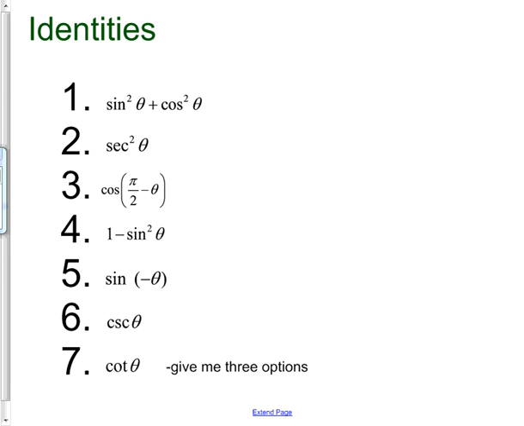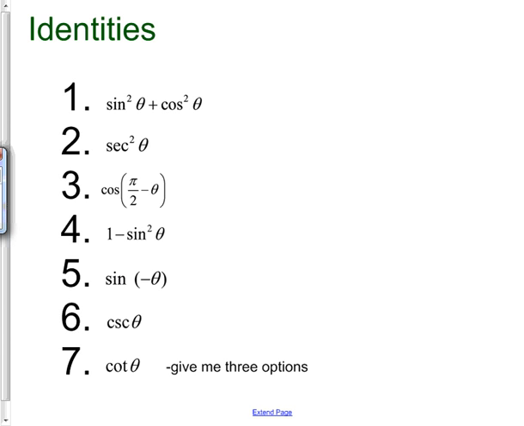The identity questions. See if you can get 7 out of 7 of what could we replace each of these things with. I'll pause while you answer those 7 questions on your paper. Okay, by now we should be done.